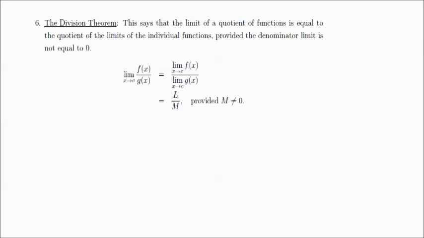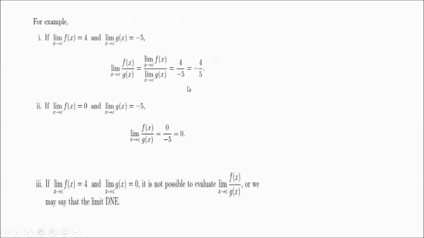Kung division yan, class, so papalitan lang din yung operation. So division. Example, by the way, take note lang na hindi pwedeng mag-0 yung denominator. So lagi yon, kasi mag-undefined siya. Example. So again, meron tayong dalawang limits which is equal to 4 tsaka negative 5. Simply i-divide lang. 4 divided by negative 5, that is negative 4 over 5. And then 0 over negative 5 is 0.